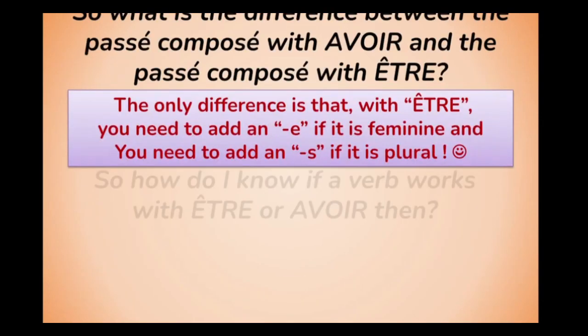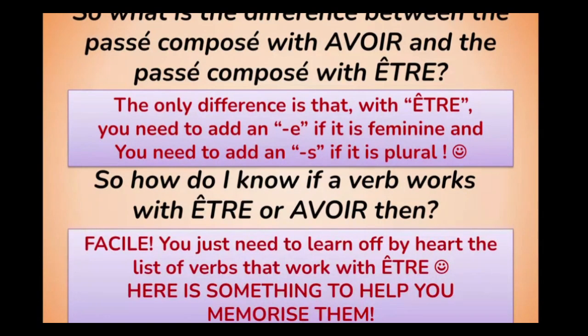So let's go to the next slide. So again, I did talk about the difference between the passé composé with avoir and the passé composé with être. And as I said, the only difference is that you add an e for feminine form and you add an s for plural form. And there is a specific list of verbs that go only with être. Same thing as what we saw before, there's a specific list of verbs that go only with avoir.